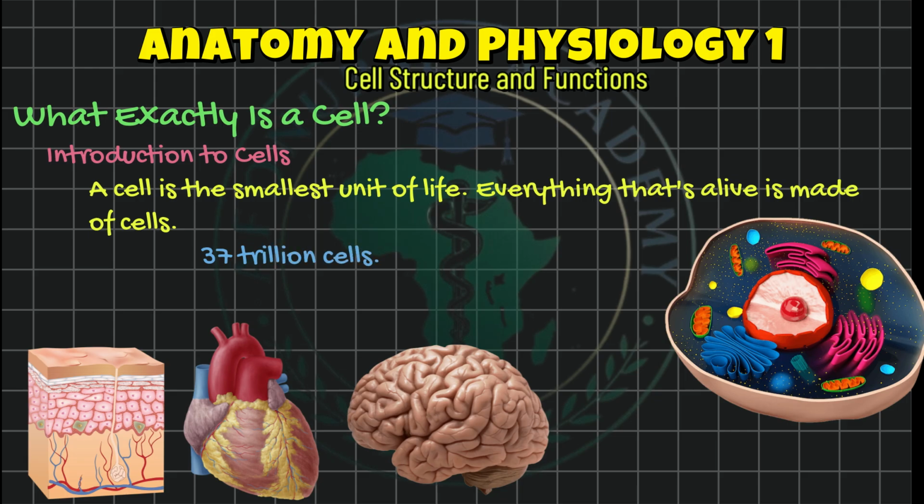Now, here's something fascinating. Even though we have trillions of cells, they all started from just one cell, the fertilized egg. That single cell divided and specialized to create all the different types of cells in your body, from red blood cells carrying oxygen to nerve cells transmitting signals at incredible speeds.